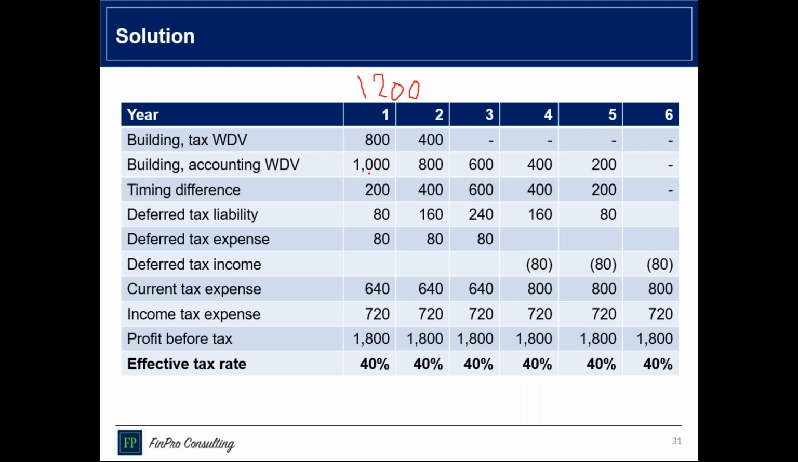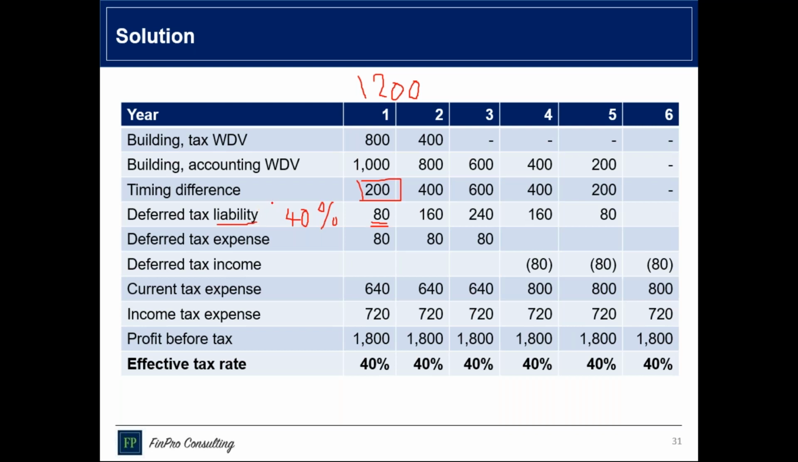So in the first year, the timing difference is 200. On 200, I will apply my tax rate, which is 40%, thereby resulting in a deferred tax liability of 80 rupees. Now, why liability and why not asset is also a big question.